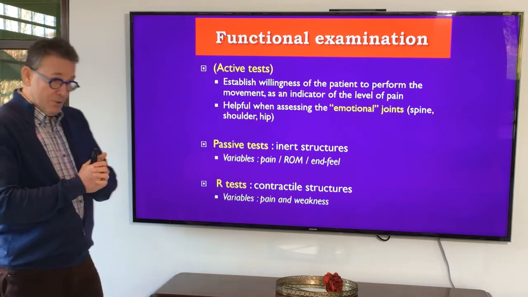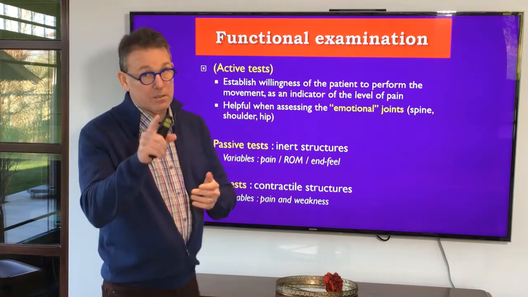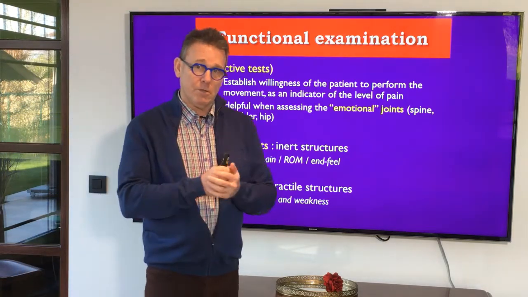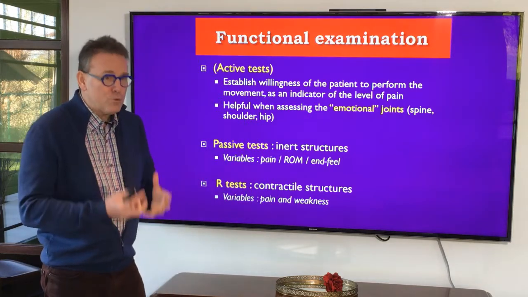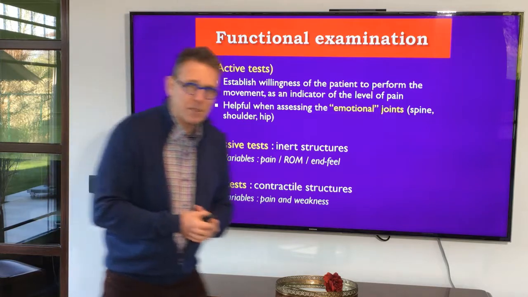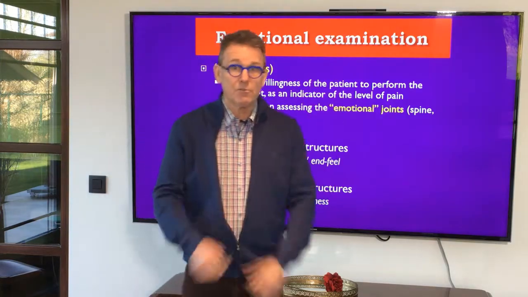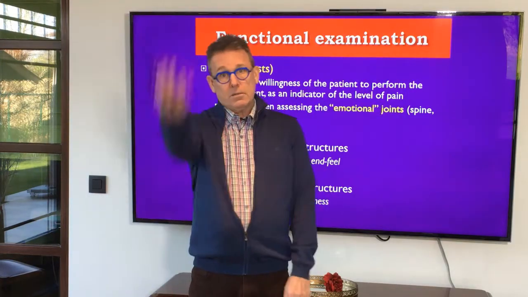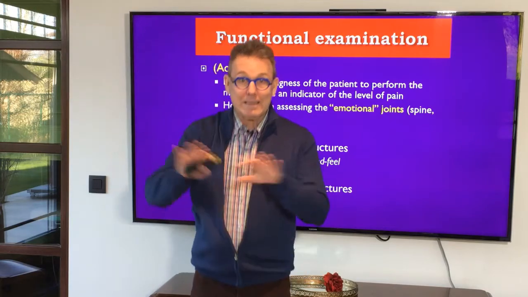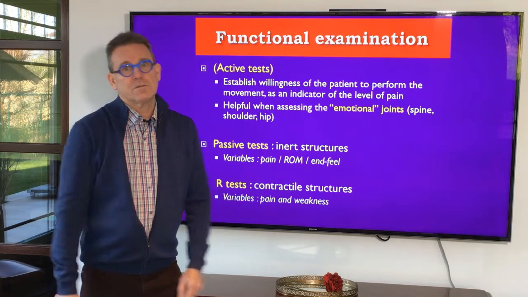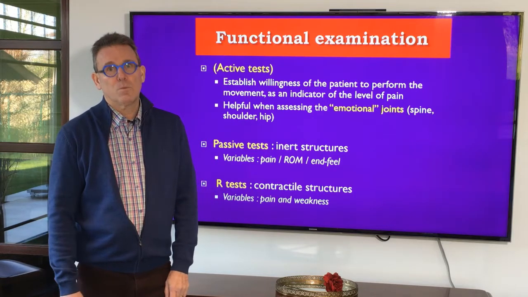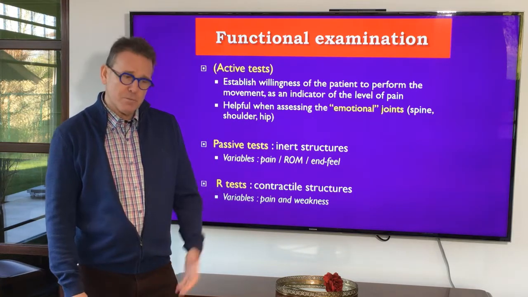So which tests are we going to use in our examination? Again, I'm talking about extremities. Yeah, in the spine it's a different story. We don't use many active tests. In the whole extremities, we have just a few active tests. Up, up, and up. That's it. In all the other joints, we don't use active tests. Why? There's a simple reason.